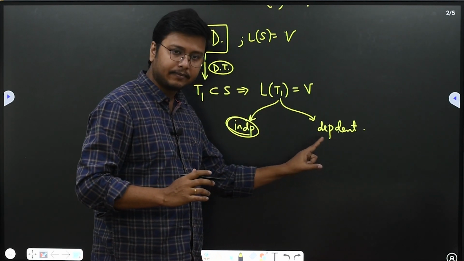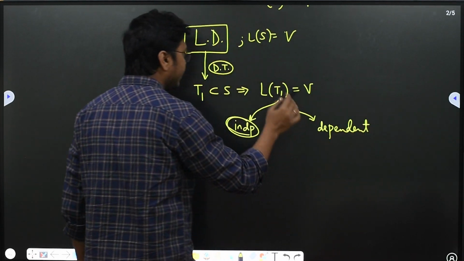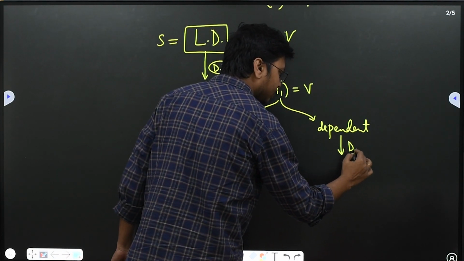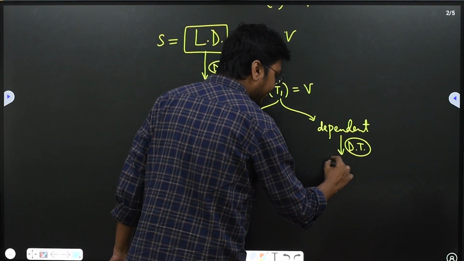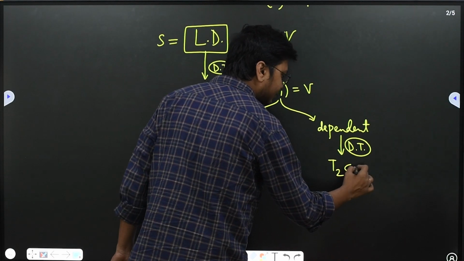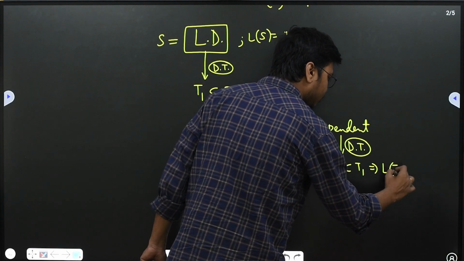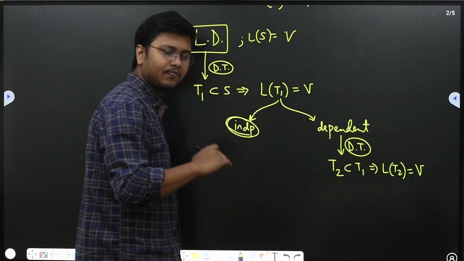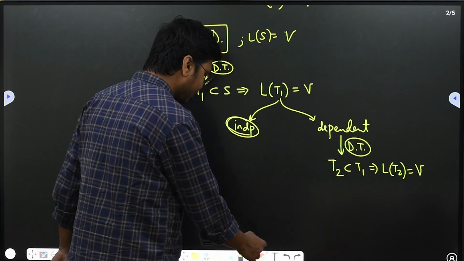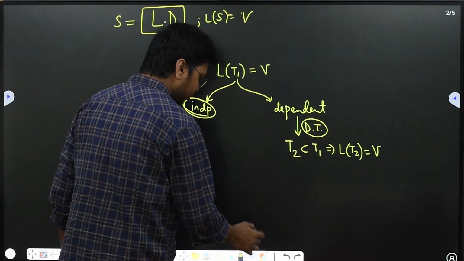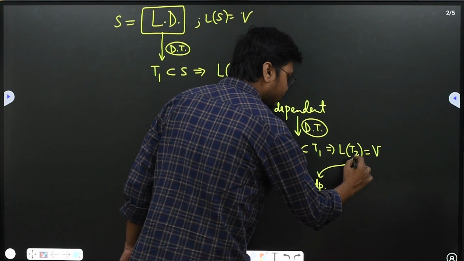But if it is dependent, then again you can apply the deletion theorem on the T1 set, and you can obtain, let's say, a T2 set which is a subset of the previous T1 set, such that L of T2 will still be generating the vector space V. And again you don't know whether T2 is dependent or independent. So again two cases may arise: T2 is independent and T2 is dependent.